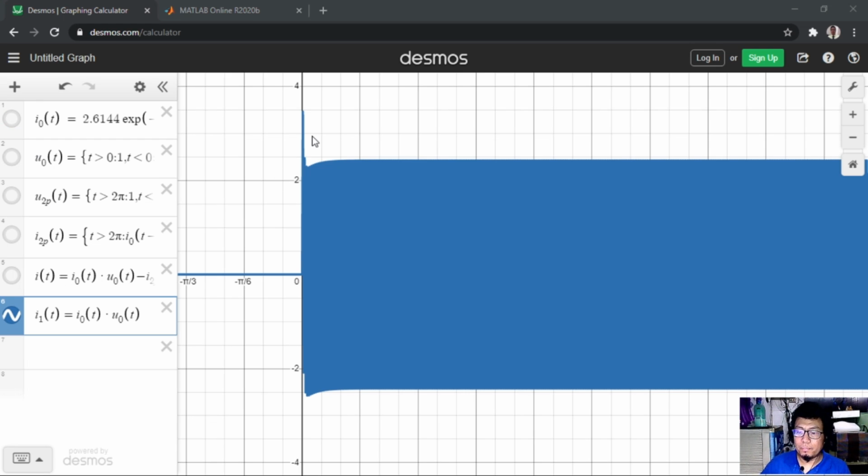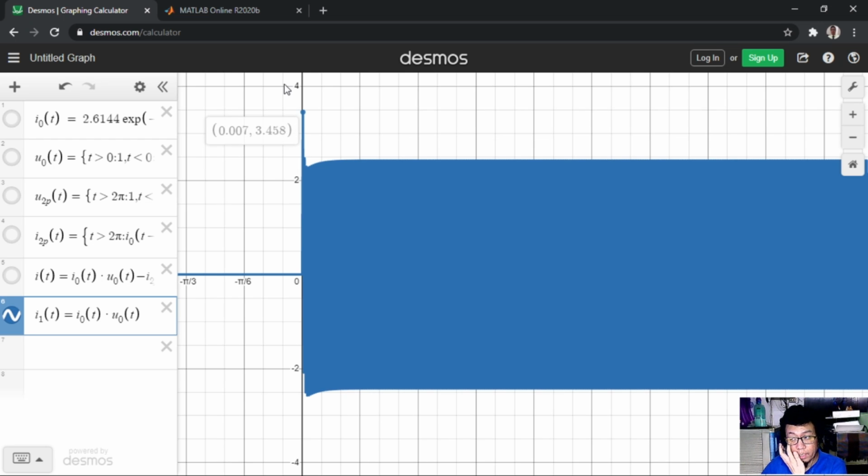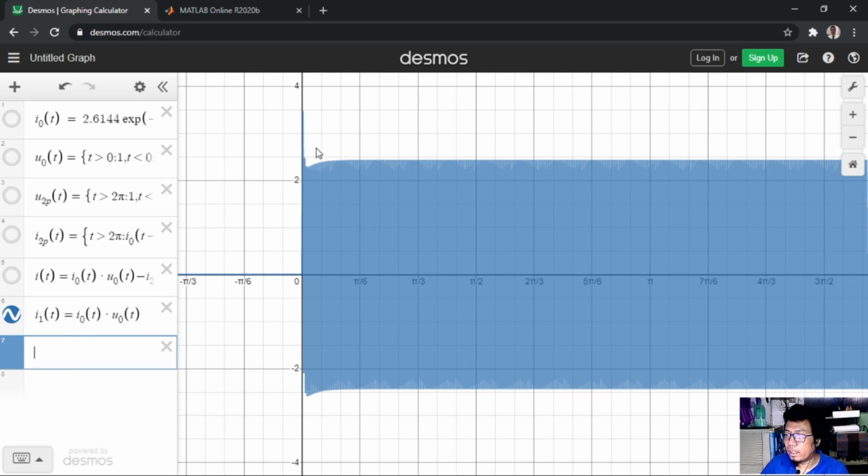So yun, it would start with a high spike here, very close to 0. Something like 3.458 volts, amperes. And then eventually that spike would go down, until maging sinusoid siya. Magiging sinusoid yan somewhere here.